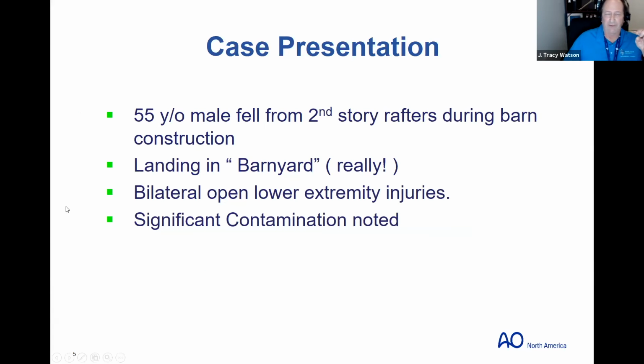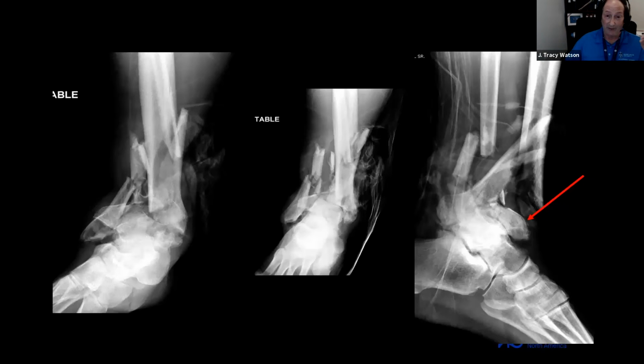I'll start off with a pretty dramatic case, a 55-year-old, and he did land in a barnyard. This was in southern Missouri, a barn raising, or in his case, a barn falling, with bilateral open extremities. Significant contamination, and it was really barnyard contamination for this particular injury. It's a fairly devastating type of injury. No matter what you're going to do, you're behind the eight ball.